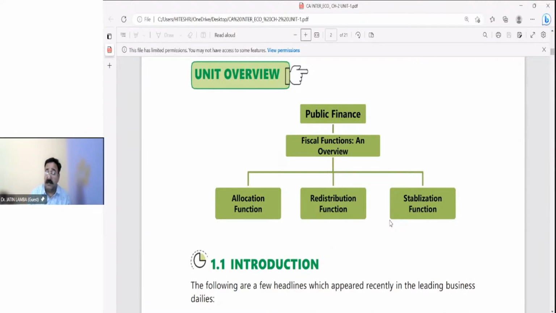But many times we see the equilibrium is very difficult to attain, where there is unequal distribution of goods and services. At that time, the government has to intervene. The government has to interfere, and resources are to be reallocated. Then redistribution function, right? Then stabilization function. So one by one, we will discuss.